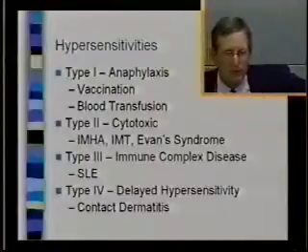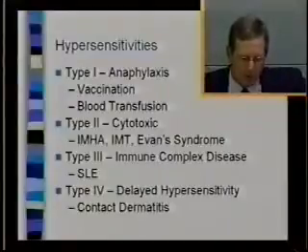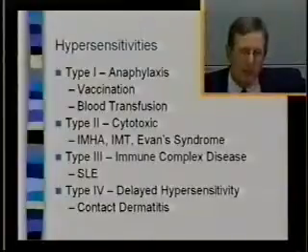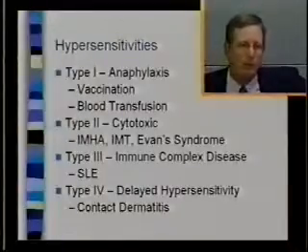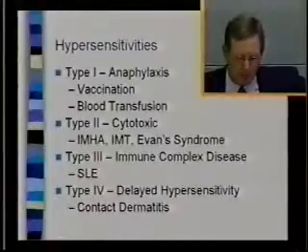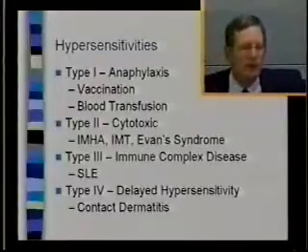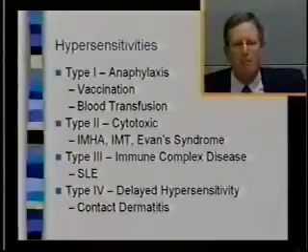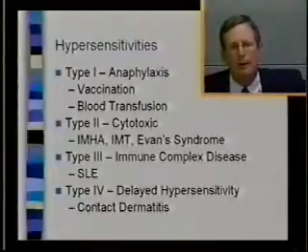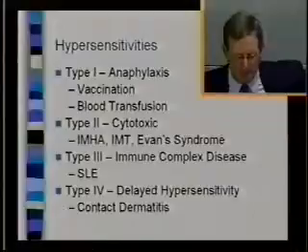Type 2 hypersensitivities are known as the cytotoxic immune responses. These are common in what's known as IMHA, or immune-mediated hemolytic anemia, IMT, known as immune-mediated thrombocytopenia, and Evans syndrome, which is a combination of both immune-mediated hemolytic anemia and immune-mediated thrombocytopenia in animals. The type 3 hypersensitivity is known as immune complex disease, and the characteristic disease that we recognize in animals with type 3 hypersensitivity is known as systemic lupus erythematosus, or SLE.